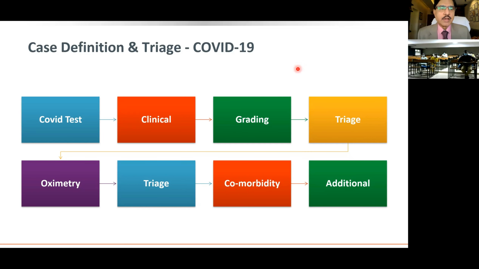So we just had a look at the COVID tests, and we are going to look at the clinical features, the grading of the disease, the triage, the oximetry role, and of course the comorbidities and additional information.